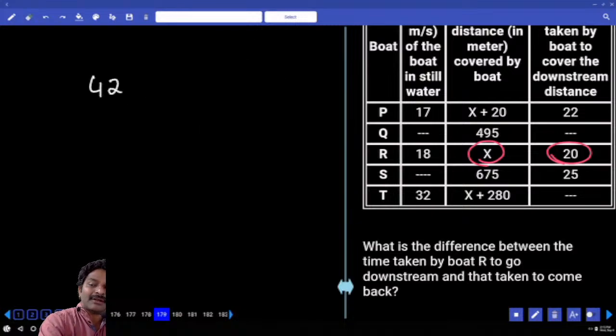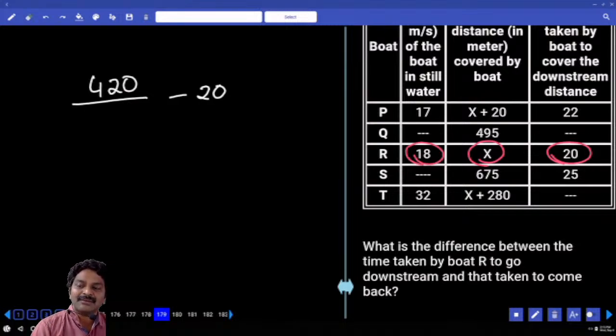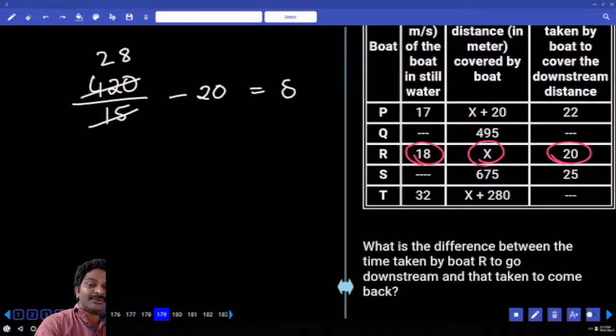So now to cover 420 meters upstream, how much time does it take? That's what you need to calculate, minus 20 seconds, the time taken in downstream. How much is the man speed in still water? 18. How much is the stream speed? 3, right? So the upstream speed is equal to 18 minus 3. How much is that? 15. 15 times 2 is 30, so 28 seconds, and the difference is equal to 8 seconds.